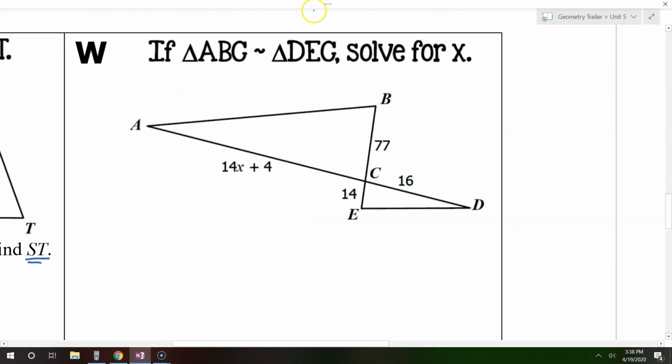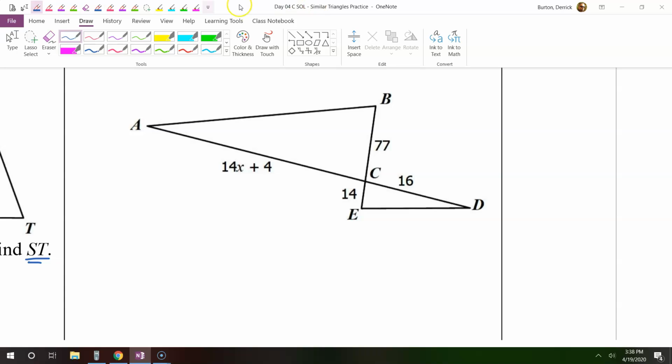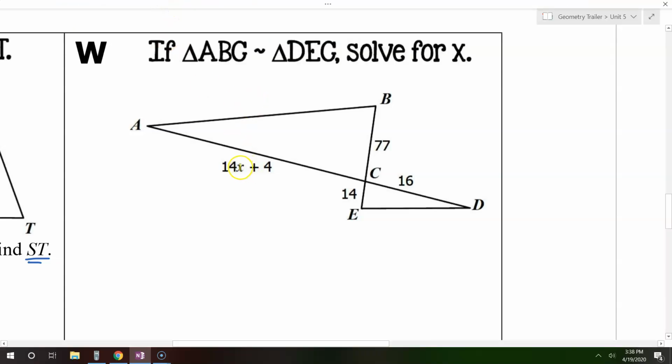Okay, let's do something similar for this problem. Let's match up the corresponding sides. So this is AC. That's the beginning and the end. That's going to correspond with DC. Here's DC right here. Never assume which ones are corresponding. Anyway, those are corresponding. So let's look at the 77. That's BC. BC is the last two. That's going to correspond with EC. All right, here's EC right here, so those are corresponding.